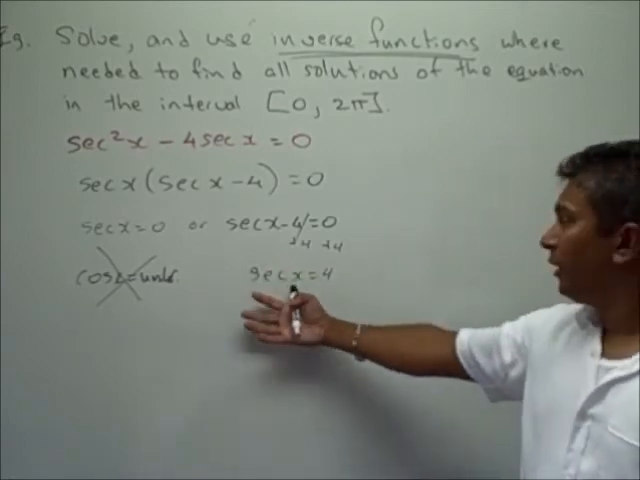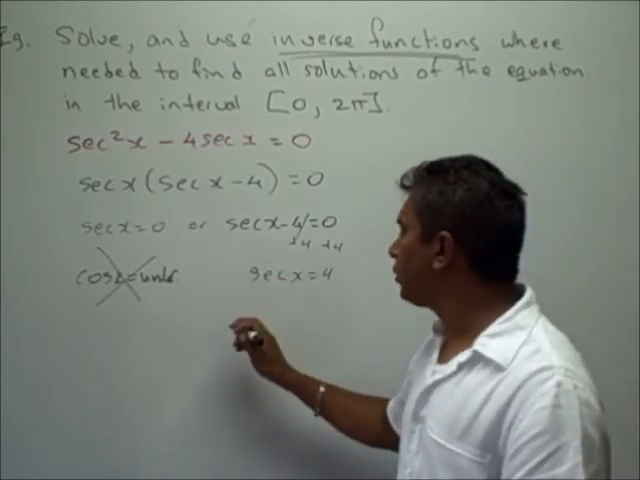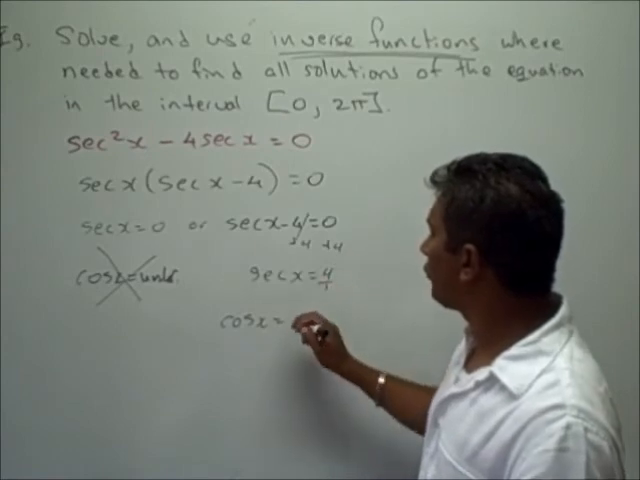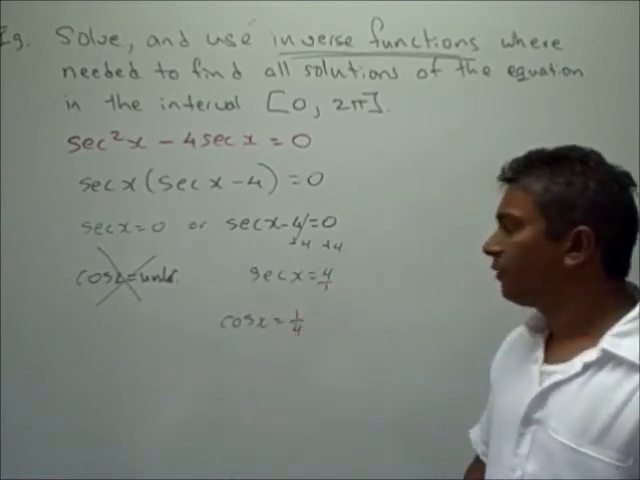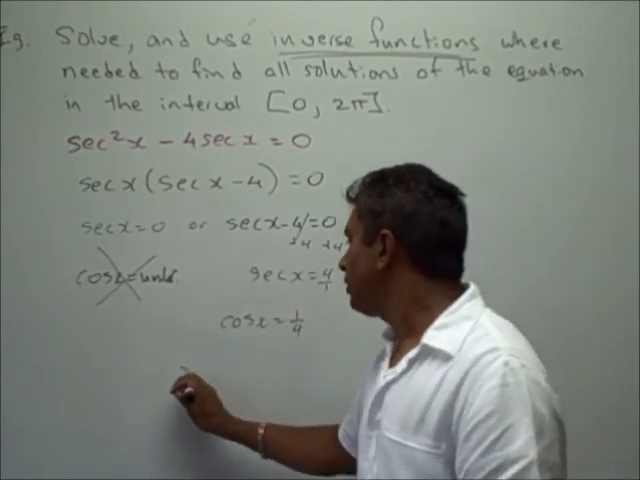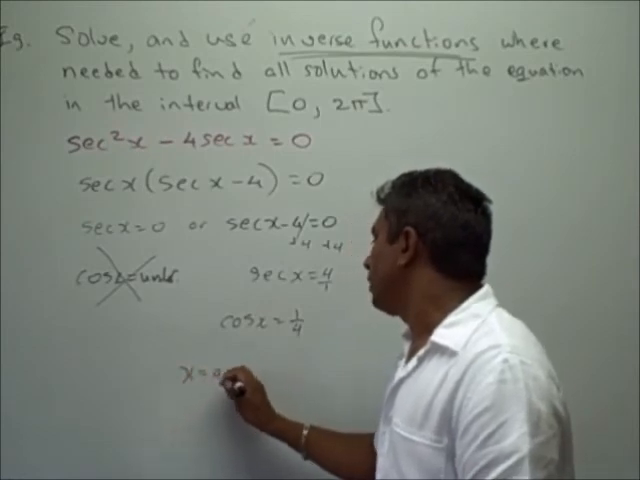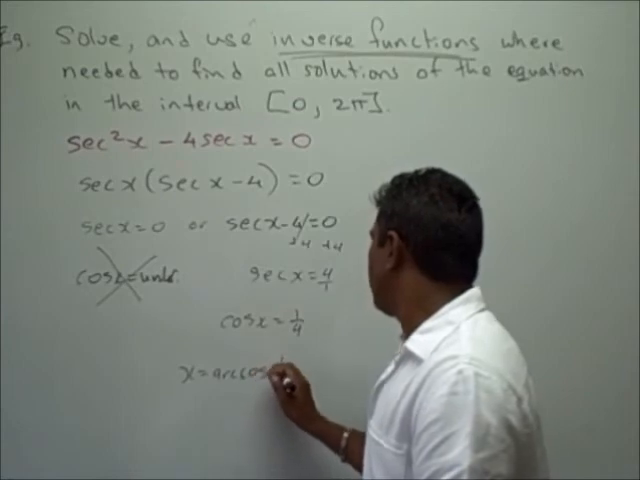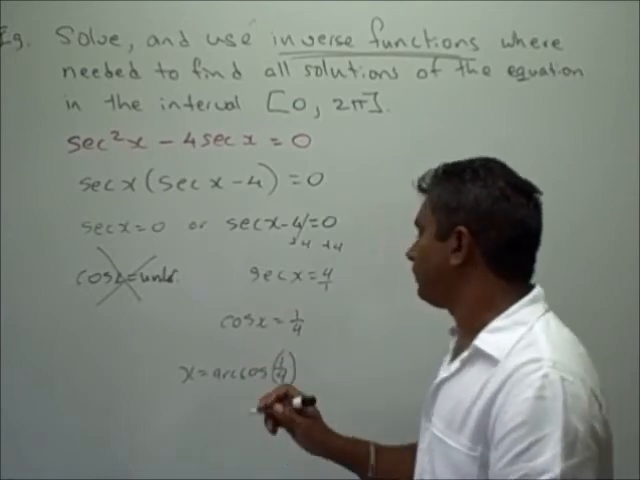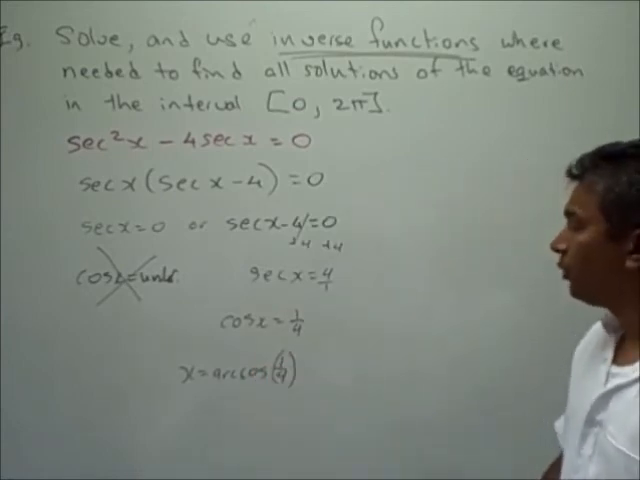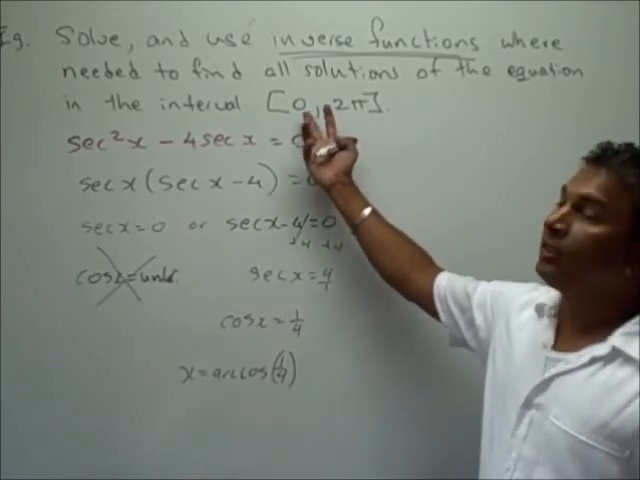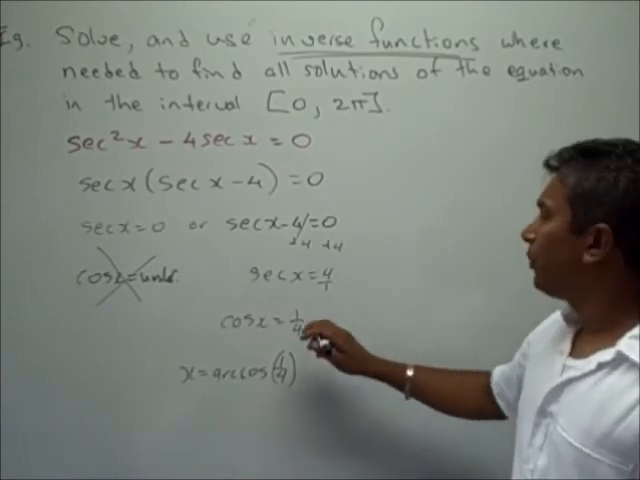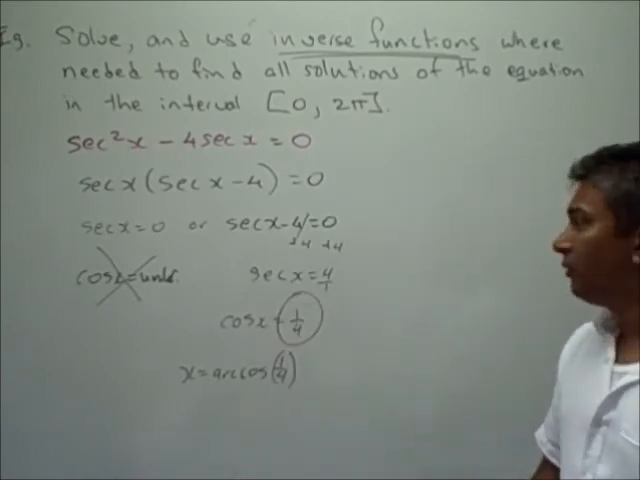Once again, we can find the inverse of this. The inverse of secant is cosine. So we have the cosine of x is equal to the inverse of 4 over 1, which gives us 1 over 4. So here x is equal to the arccosine of 1/4, which would be one of our solutions, because we're trying to find an interval of 0 to 2 pi. And we know this is a positive 1/4, and cosine is positive in 2 quadrants.